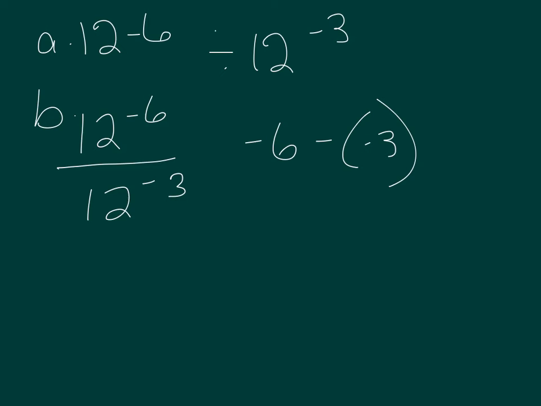But you know that subtracting is the same as adding the opposite. So negative 6 minus negative 3 is the same thing as a negative 6 plus 3. Which, what do we get? You're right, a negative 3. This will become 12 to the negative third. We have now gone through the quotient rule.